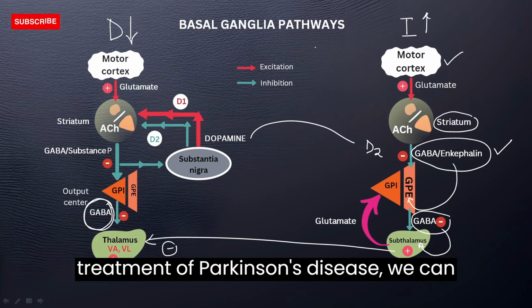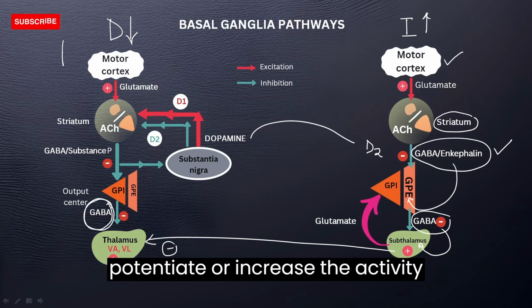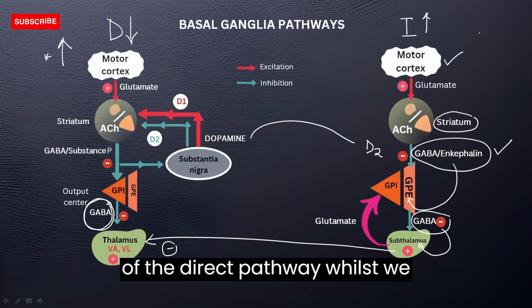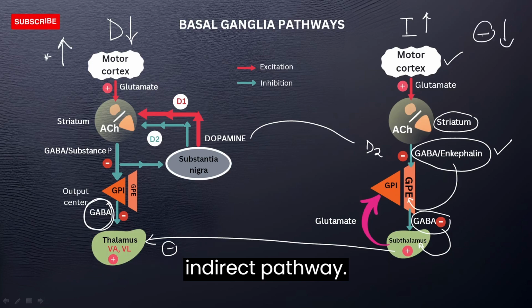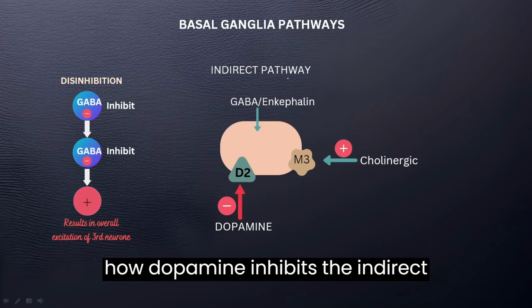Now, during the treatment of Parkinson's disease, we can say that we would probably have to potentiate or increase the activity of the dopamine or increase the activity of the direct pathway, whilst we decrease the activities of the indirect pathway. Alright, so let's take a closer look at how dopamine inhibits the indirect pathway.